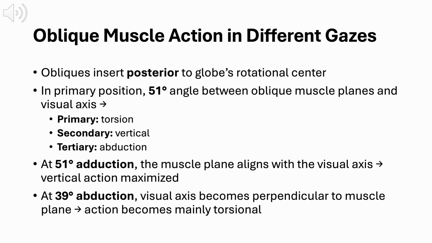When the eye moves into about 51 degrees of adduction, the muscle plane lines up with the visual axis. In that position, the vertical action is maximized, which is why we adduct the eye to test inferior oblique elevation and superior oblique depression. As the eye moves instead into about 39 degrees of abduction, the visual axis becomes perpendicular to the oblique muscle plane. Vertical effects fall away and the action becomes predominantly torsional.